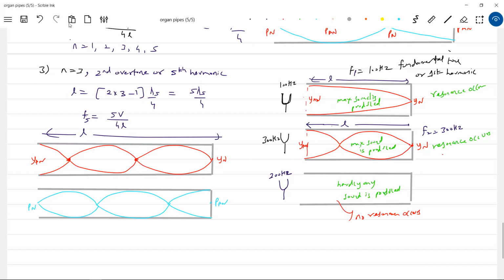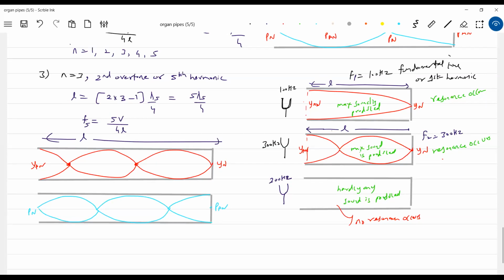If you want, you can try. This is what we are discussing theoretically, this idea. If you want, you can try. No problem, I'll not object. Anybody can produce a sound with a pen cap.